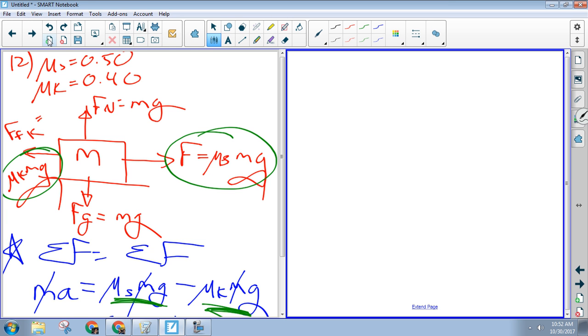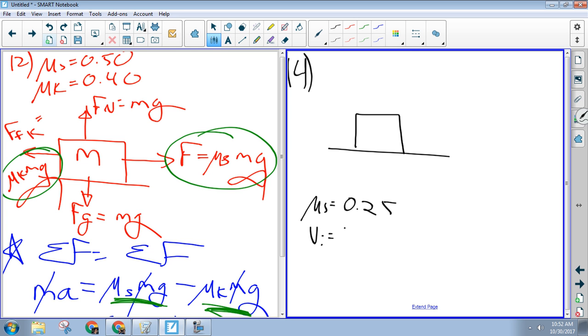So with that in mind then, 14 says, the floor of a railroad flat car is loaded with loose boxes. So here's the floor of the car, here's the boxes. It says that there's a coefficient of static friction of 0.25. The train is initially moving at 48 kilometers an hour, which you hopefully converted to meters a second and got, well, what's it going to be? It's a 3.6, so it's going to give you 13.3 meters a second, is that right?